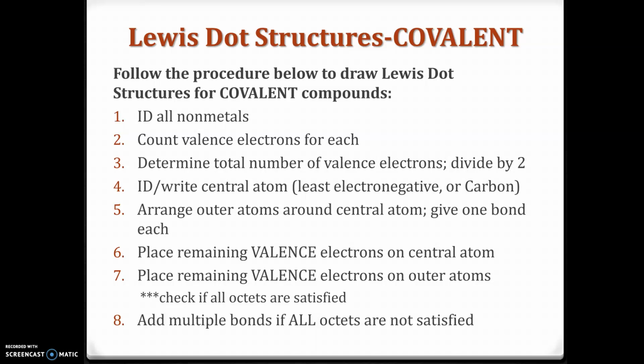And then what we're going to do in step 5 is arrange all of our outer atoms, all of the other atoms around that central atom that we've identified, and we're going to give 1 bond to each. Now what we mean by bond is a line. A bond equals 2 electrons, and that is going to equal 1 line in between 2 elements.